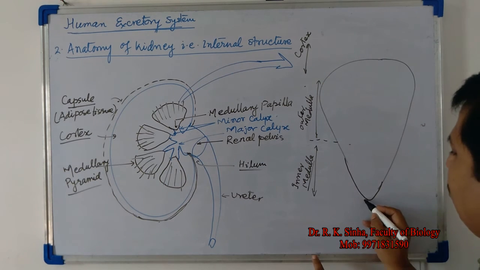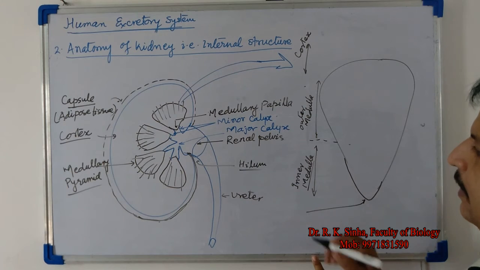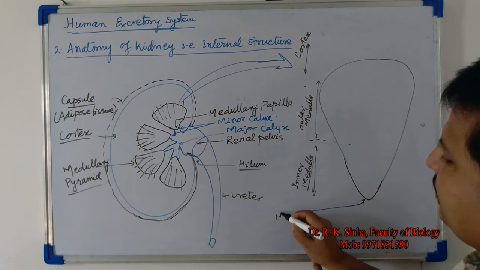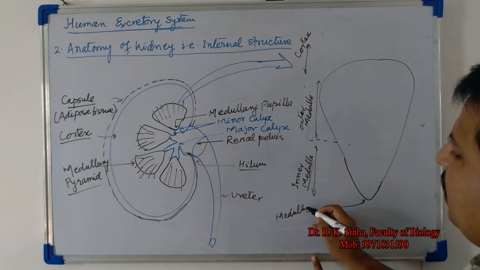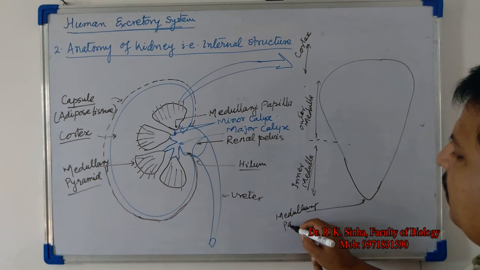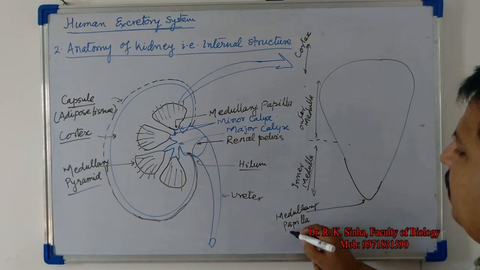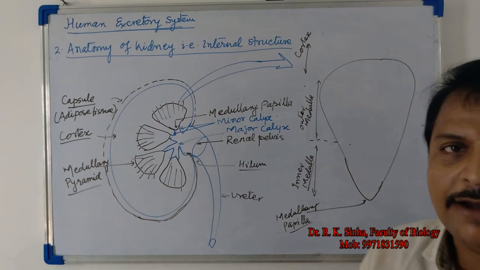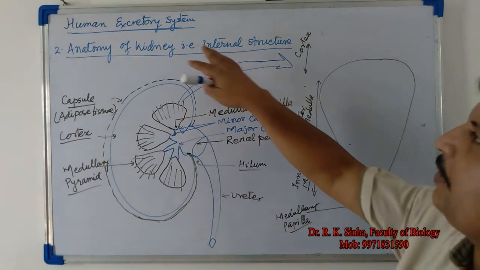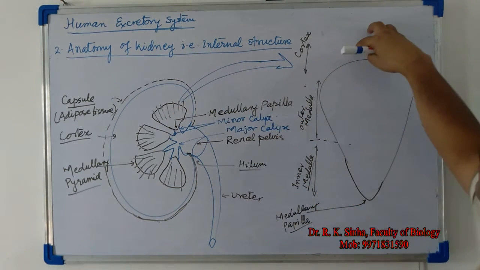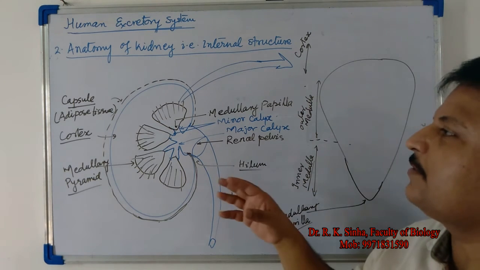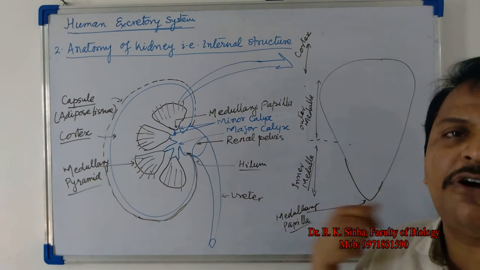And what is the term used for this one? This is known as the apex or medullary papilla. And how are the blood capillaries located here in this region? So most of the functional unit of this kidney is located in the cortex region. The functional unit of the kidney is the nephron.